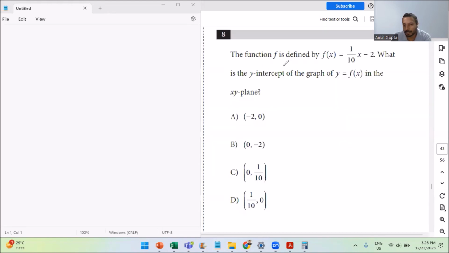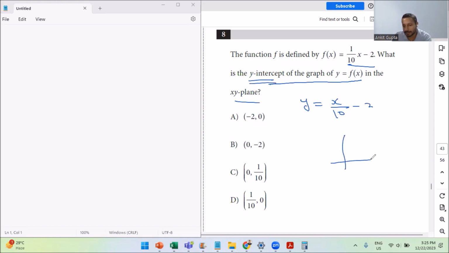The function f is defined by f of x is equal to x by 10 minus 2. What is the y-intercept of the graph y is equal to f of x in the xy plane? So y is equal to f of x. That means y is equal to x by 10 minus 2. And we need to find the value of the y-intercept.